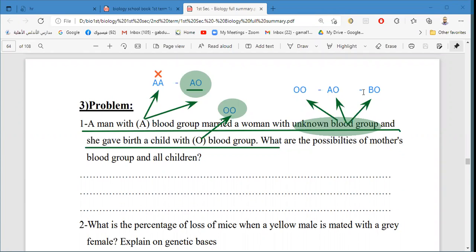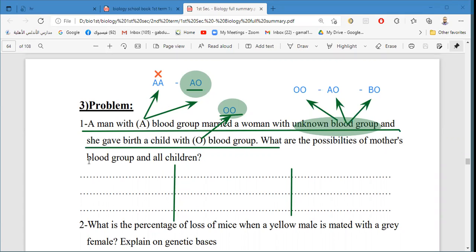Okay? So you can make the cross or the marriage between AO and OO, and between AO and AO, and between AO and BO. In each possibility, they can give birth to an O child, an OO child. In these three cases, they can give birth to an O child.